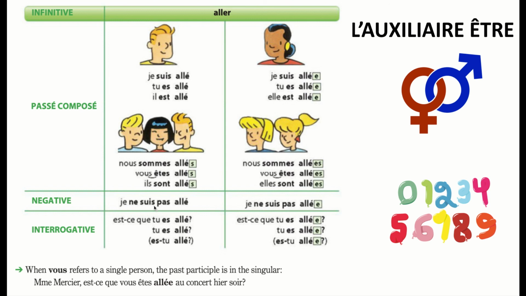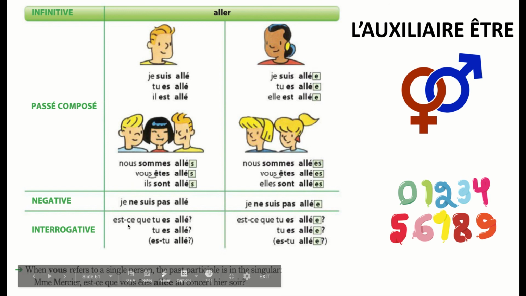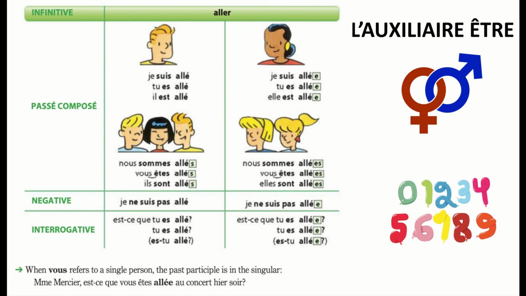Okay, the negative, c'est le même. Okay, there's no change in how you make the negative. The ne pas always goes around the auxiliary, always goes around the conjugated verb. Okay, and then interrogatif. Okay, comment faire une question? Est-ce que tu es allé? So, est-ce que, always the same ways to make a question. Est-ce que, intonation, tu es allé, or inversion, es-tu allé? So if you do inversion, it's always the conjugated verb, in this case, the auxiliary, that goes first. Okay?